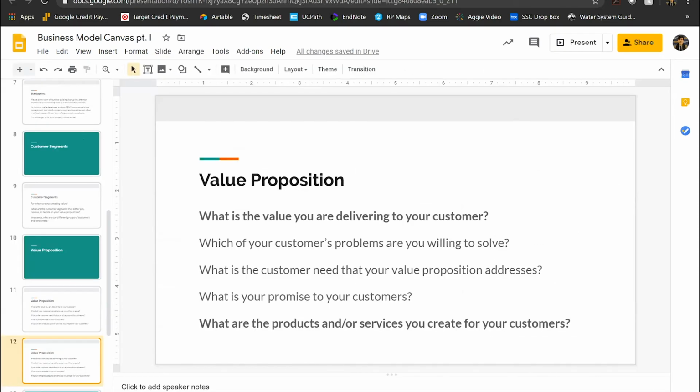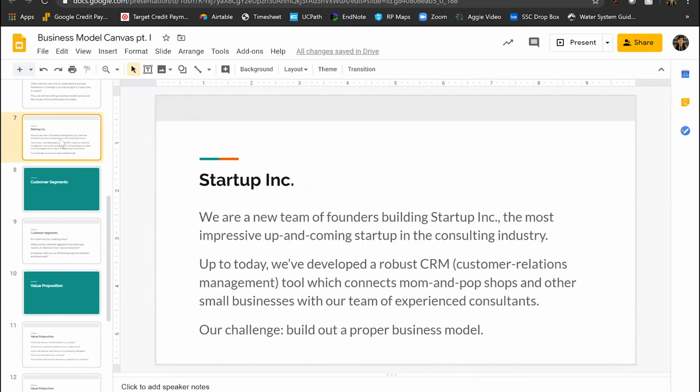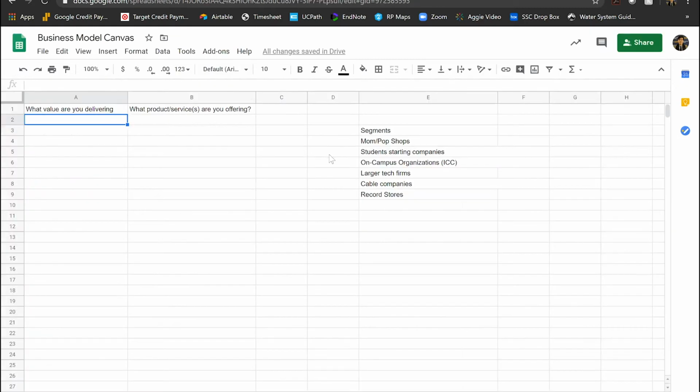So again, going back to the case study, so we're all ultra clear. We've developed a CRM and we're trying to connect small businesses with our team of consultants. And we've identified several customer segments, including students starting companies, on-campus organizations for universities, larger tech firms, cable companies, utilities in general, I guess you could say, and record stores as a really specific example.